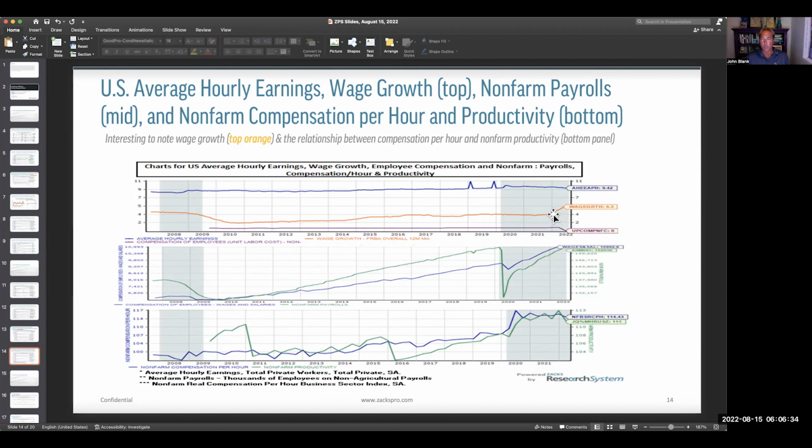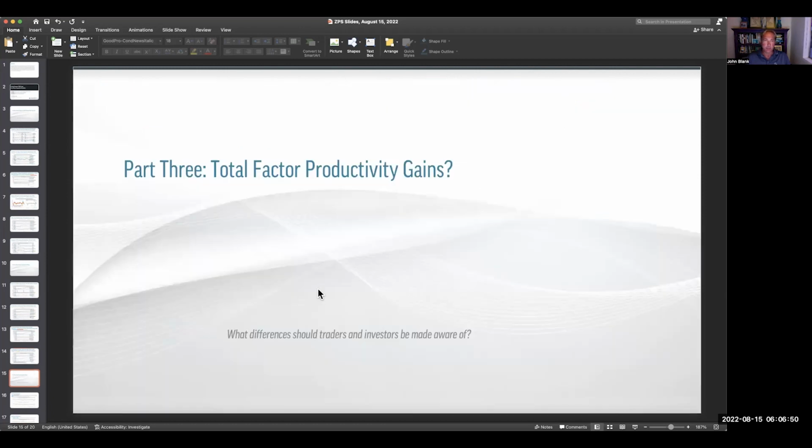And again, you could ask, when did this start to happen? When did Powell see this series happening? This time it's early 2022. So this chart is lagging by a year. Okay, so that gets us to the final thing I'm going to talk about, which is total factor productivity gains.